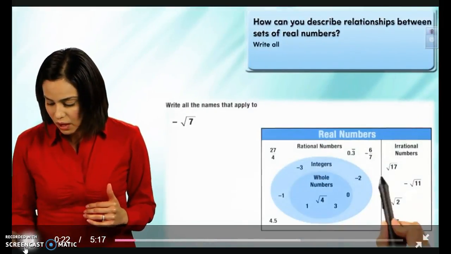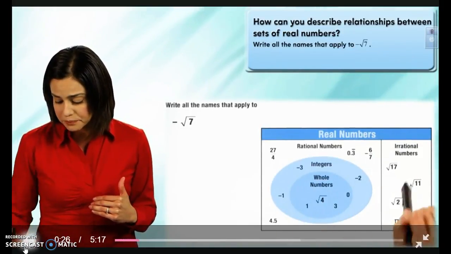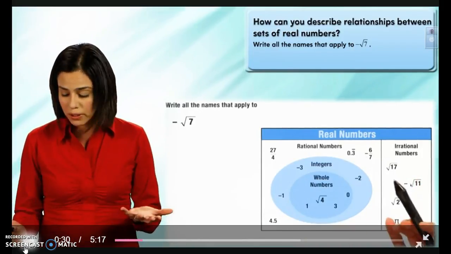Numbers come in all shapes and sizes. Let's take a look at some numbers and see if we can classify them by name. Before we look at our first example though, let's take a look at this chart. All the numbers here are real numbers: rational numbers, irrational numbers, integers, and whole numbers.